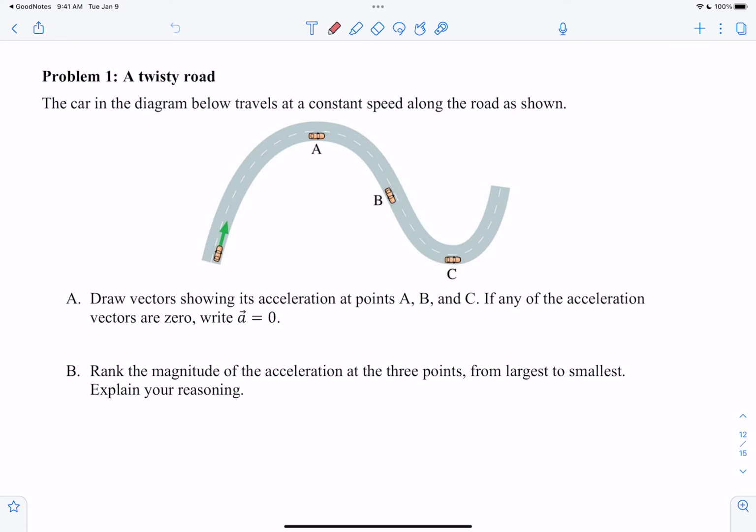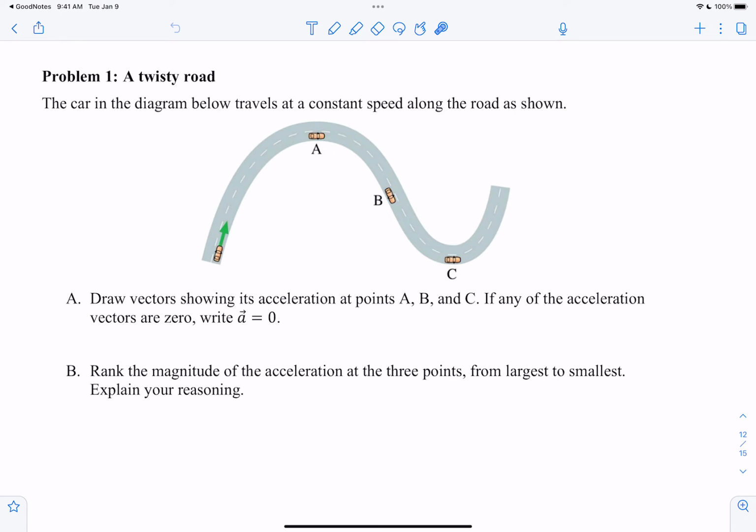So we have to draw vectors showing the acceleration of points A, B, and C. If any of the acceleration vectors are 0, write a equals 0. So we know with centripetal acceleration, centripetal forces, what does that mean? That means for centripetal acceleration, we're going to have an acceleration that is directed radially inward, so towards the middle of a circle that we can perceive here, if we're traveling along a circular path. So for example, along A, this little trajectory here is a little bit circular, right?